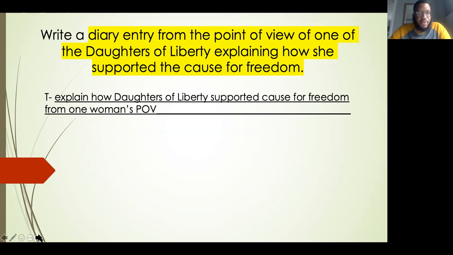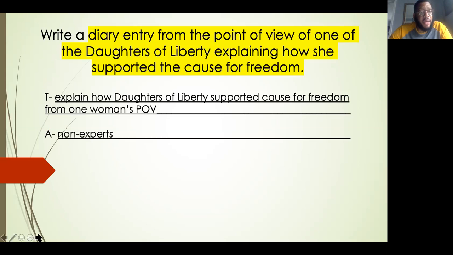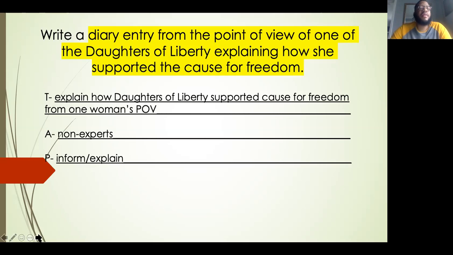My audience for this, you have to think, when someone is reading this letter, do they have to know a whole lot about the Daughters of Liberty? Or can anyone read and understand this letter? And it would be anyone. Non-experts will be able to read this letter and understand it. And lastly, the purpose of this letter is to inform and explain. What are we explaining? Yes, we're explaining how one specific Daughter of Liberty supported the cause for freedom.